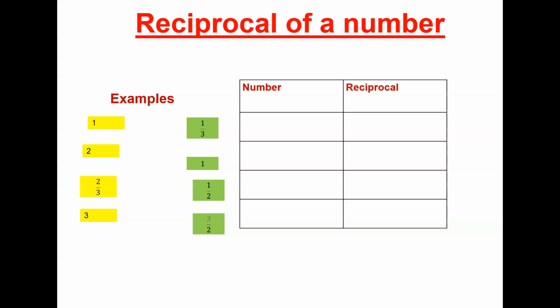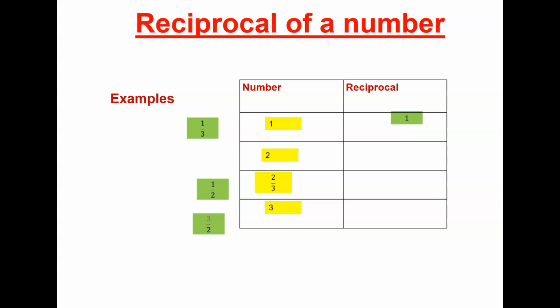Okay, I think you have done, so let's do it together. Let's list first the numbers. That's the numbers. If you've done very well, the reciprocal of 1 is 1. We see what the reciprocal is later. And you can feel that the reciprocal of 2 is 1 over 2. And the reciprocal of 2 over 3, we flip it, 3 over 2.